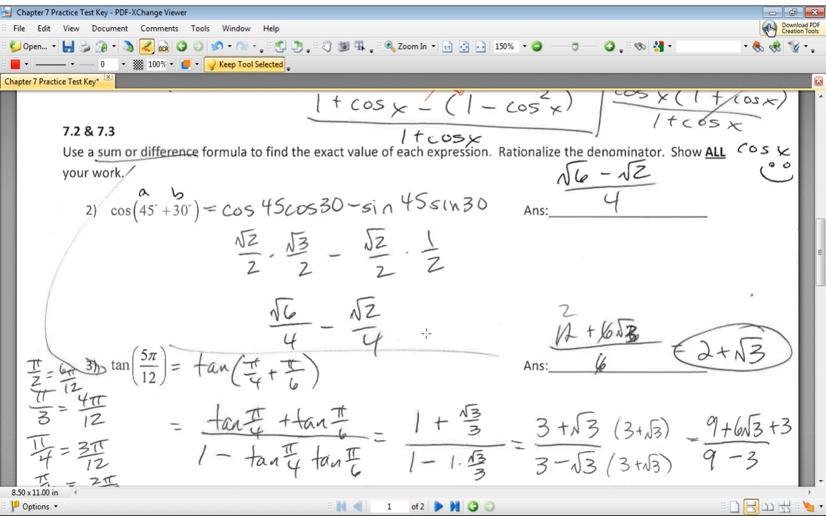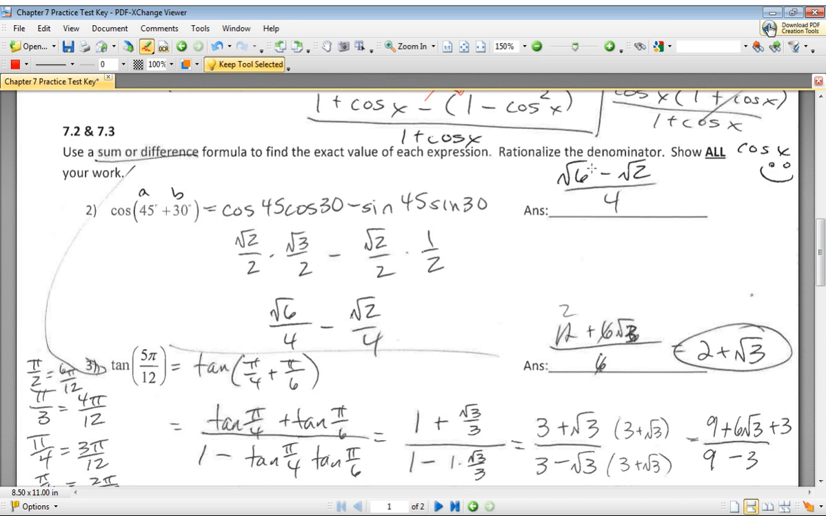Order of operations say we need to multiply before we do any subtracting, so we multiply. A radical times a radical can work, but at this point you cannot subtract radicals unless they have the same inside number. So our final answer is just going to be radical 6 minus radical 2 over 4.